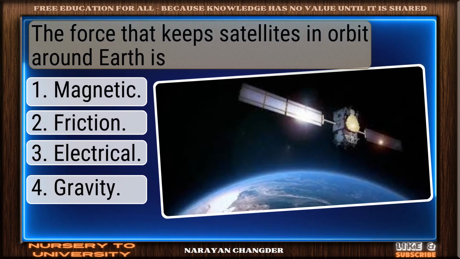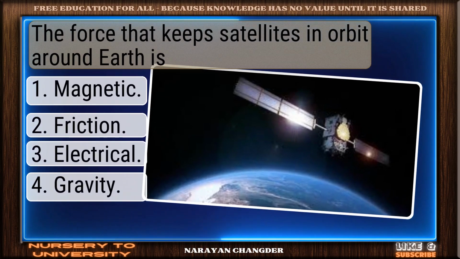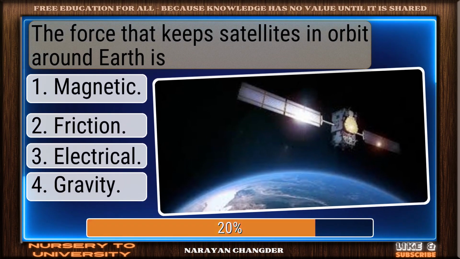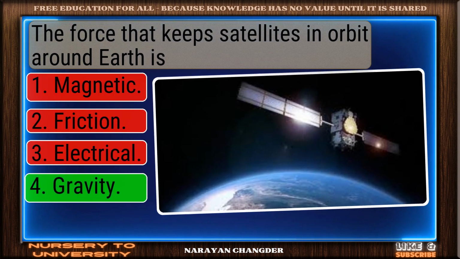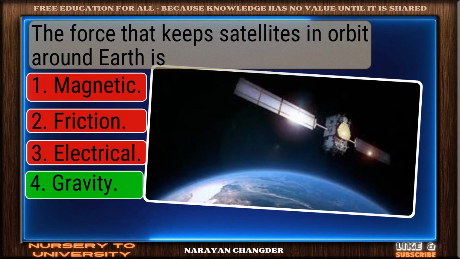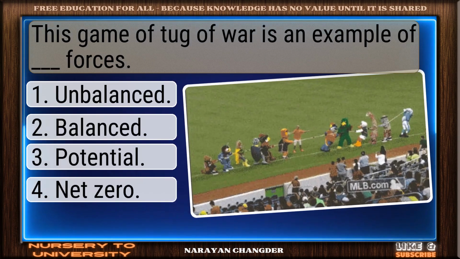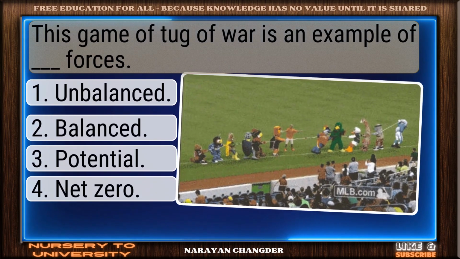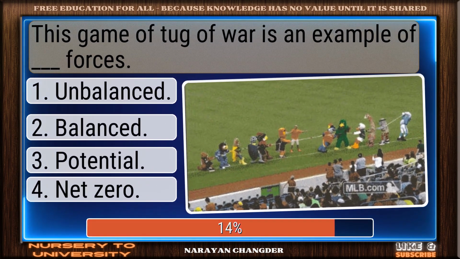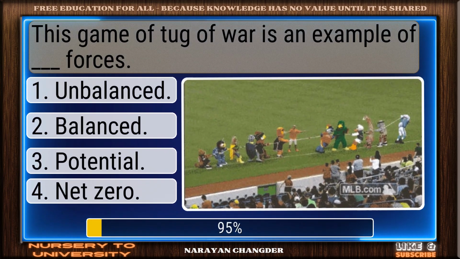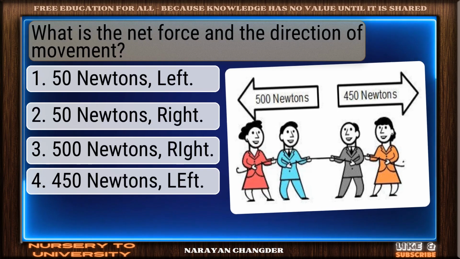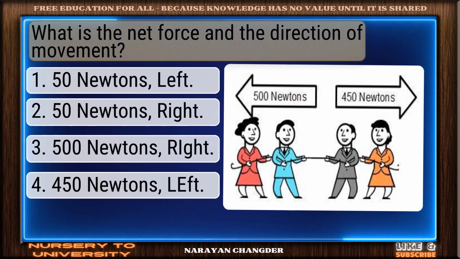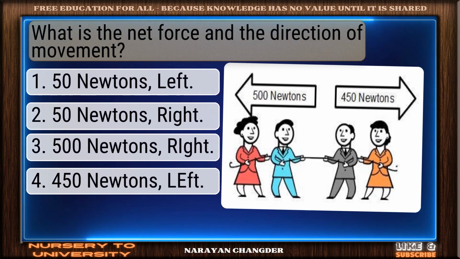Question number 47. The force that keeps satellites in orbit around Earth is... Correct response. Gravity is the most accurate answer. Question number 48. This game of tug of war is an example of dash forces. Perfect. Unbalanced is the correct choice. Question number 49. What is the net force and the direction of movement?